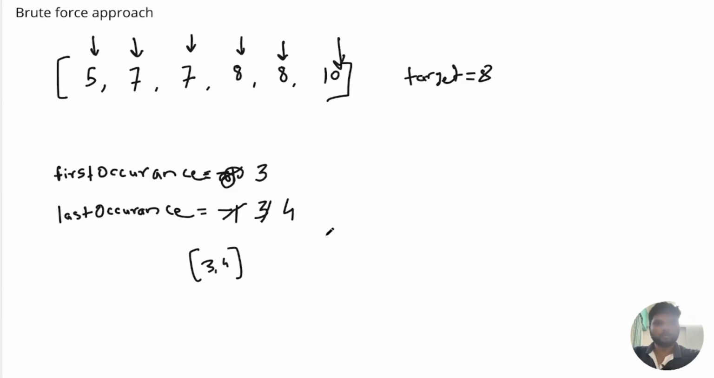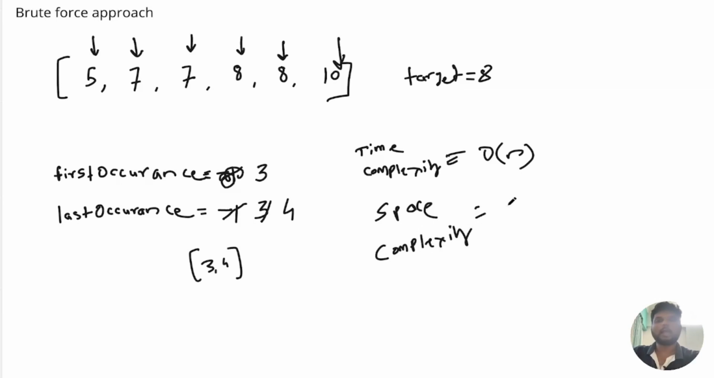Hope you are clear with this approach. Now what's the time complexity of this approach? Let me just write time complexity. As we are running one for loop over the entire array, the time complexity becomes O(n), right? And what's the space complexity? As we are not using any extra space, the space complexity becomes O(1). Hope you are clear with the brute force approach.